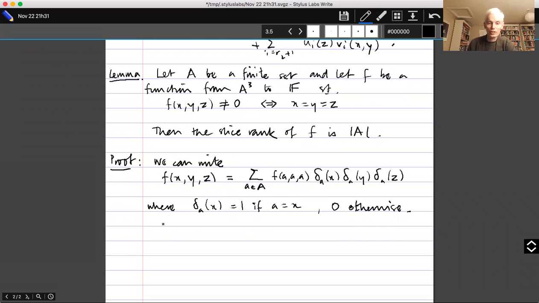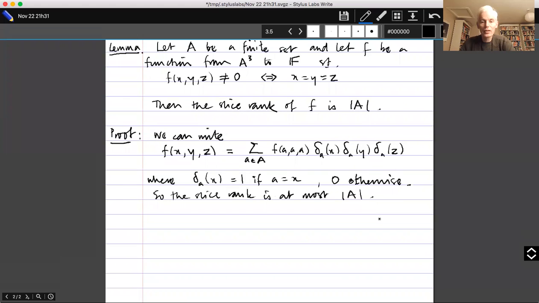What we've shown here is that we've got an upper bound to the slice rank. We managed to find some way of writing f as a sum of the appropriate kind. Now let's show that we can't do any better than that.